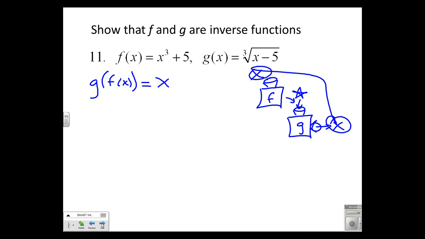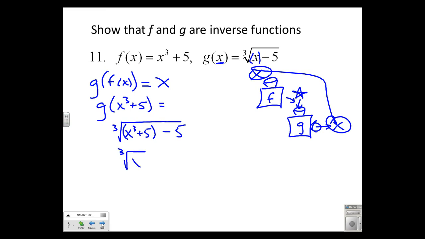So let's see. So g of f of x would be g of x cubed plus 5. If we put that into g, we get the third root of, g is a function that takes things and puts them right here, x cubed plus 5, and subtracts 5 from them under the radical. Well, this quickly becomes third root of x to the third, and that is x, and that's what we're hoping for.